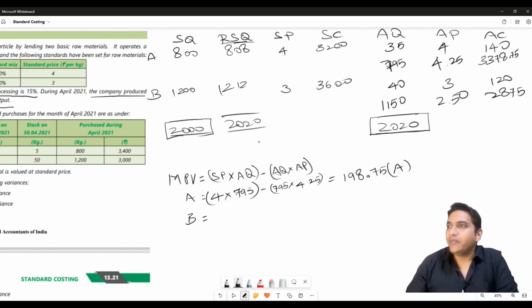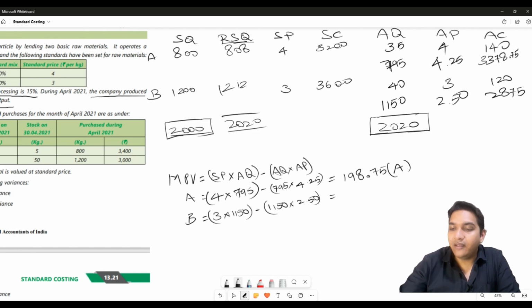Similarly, as in A, in B also the opening stock is valued at the standard price, so there is no difference in price between standard price and the actual price. Hence, there is not going to be any variance. So we will only compute it for the actual quantity of 1150. Our standard price is 3 times 1150 minus 1150 multiplied by 2.50. How much will this be? 0.5 into 1150, which is 575.